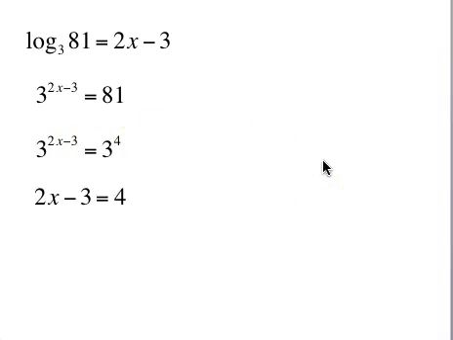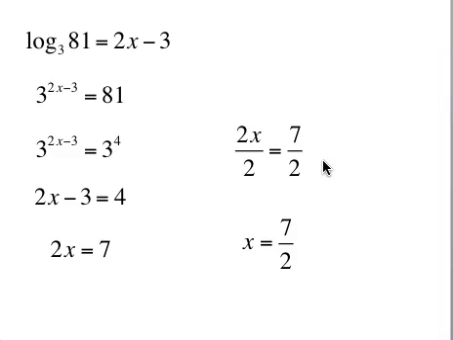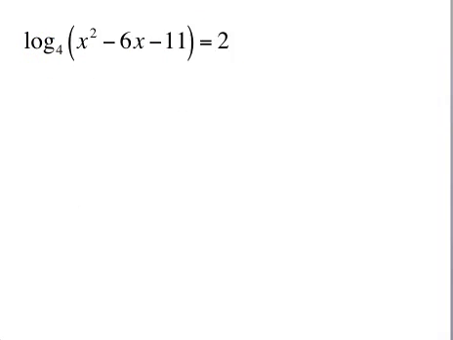And then we're able to solve here, adding 3 to both sides. 2x is 7, divide by 2, and we of course get x is 7/2. And there's no issue there with arguments. 2 times 7/2 is 7, 7 minus 3 is 4. Log base 3 of 81 indeed is 4. Okay, our next example is log base 4 of x squared minus 6x minus 11 equals 2. So 4, the base, to the 2nd power, the answer is an exponent.